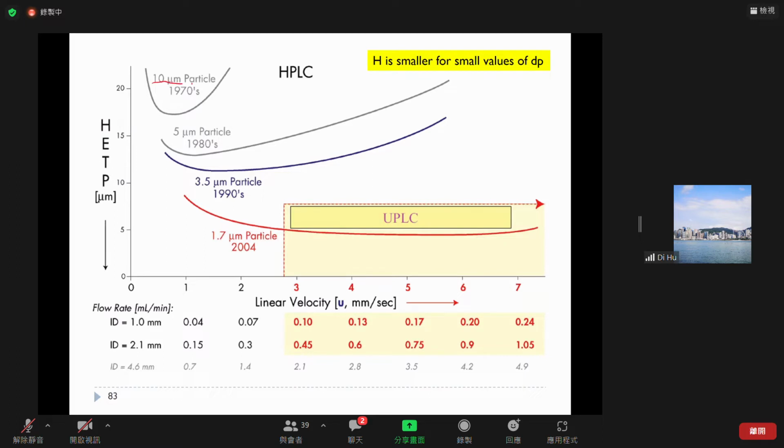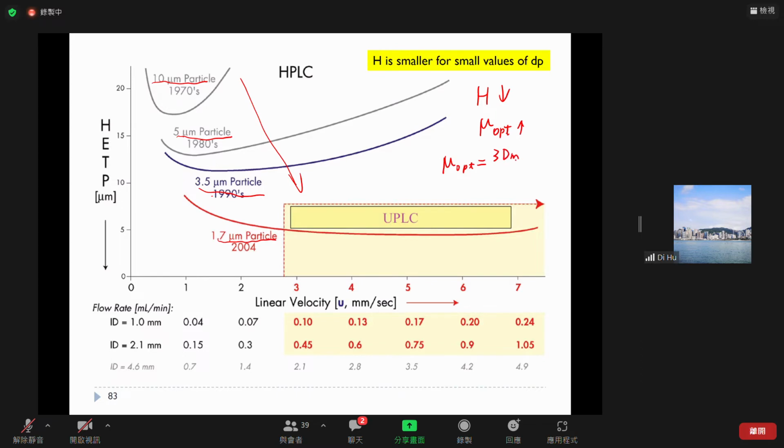So this is a 10 micrometer particle. This is a 5 micrometer particle in the 1980s, and then moving on to the 1990s, 3.5, and now moving on to 1.7 micrometer particles. What can you see? With decreasing dp, plate height decreases, and at the same time, mu optimized increases.